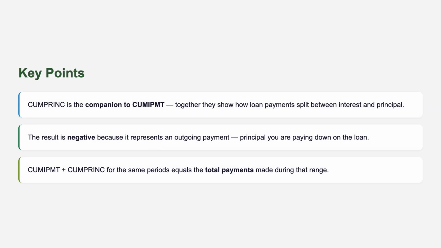CUMPRINC is the companion to CUMIPMT. Together, they show how payments split between interest and principal. The result is negative because it represents an outgoing payment. Adding CUMIPMT and CUMPRINC for the same periods gives you the total payments made during that range.